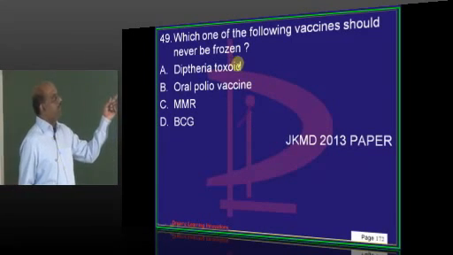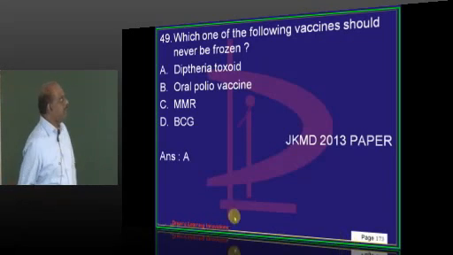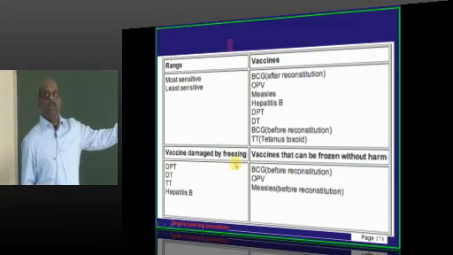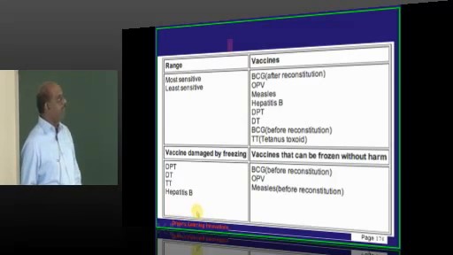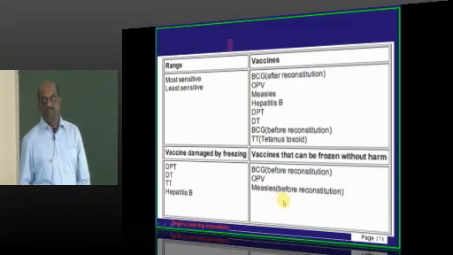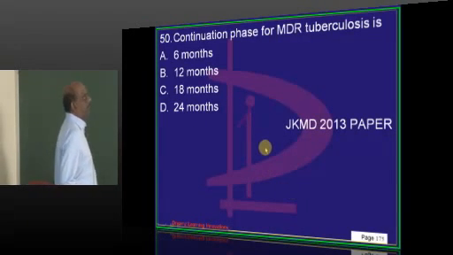Then which vaccines can be frozen, which should not be frozen? You must be very clear on that list, doctor. Vaccines which are damaged by freezing include DPT, DT, TT and hepatitis B. Vaccines that can be frozen without harm include BCG, OPV and measles. Freezing before reconstituting it is considered to be a very, very important principle.